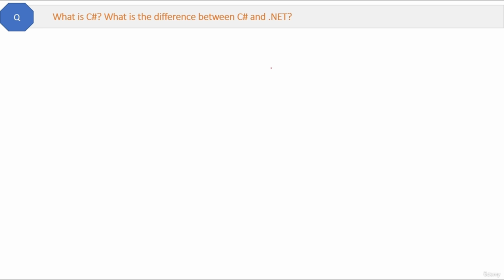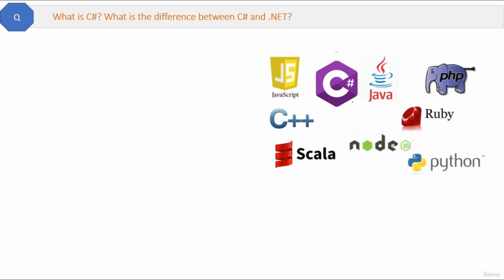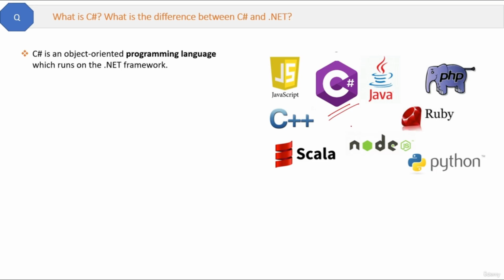What is C Sharp? What is the difference between C Sharp and .NET? The simple answer is, like all other programming languages, JavaScript, Java, PHP, C Sharp is also just a programming language. But to be more specific, C Sharp is an object-oriented programming language which runs on the .NET framework. And what is .NET? .NET is a framework.